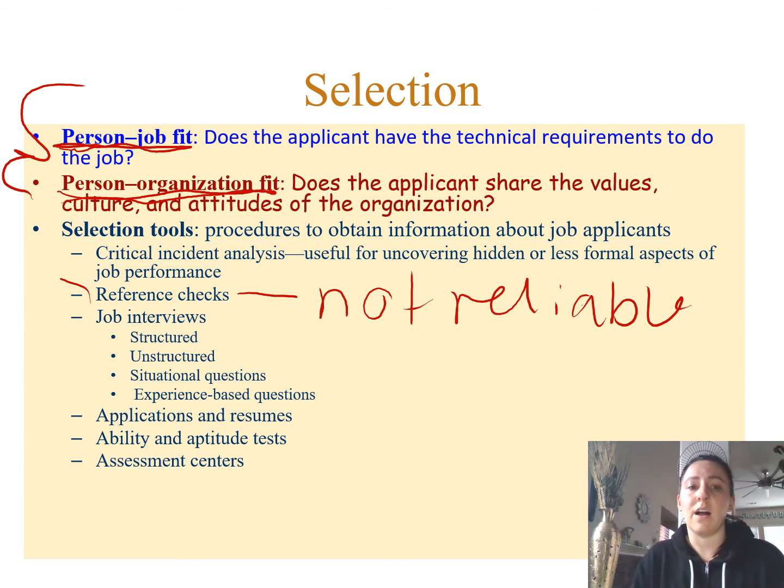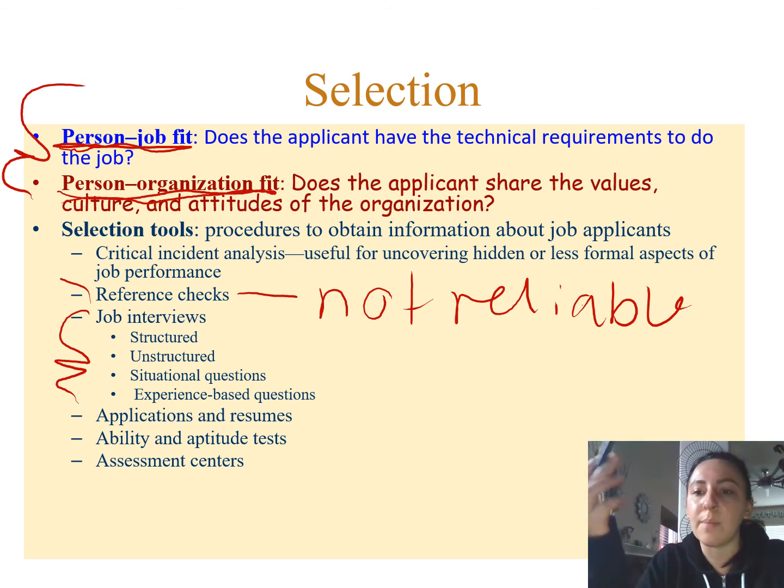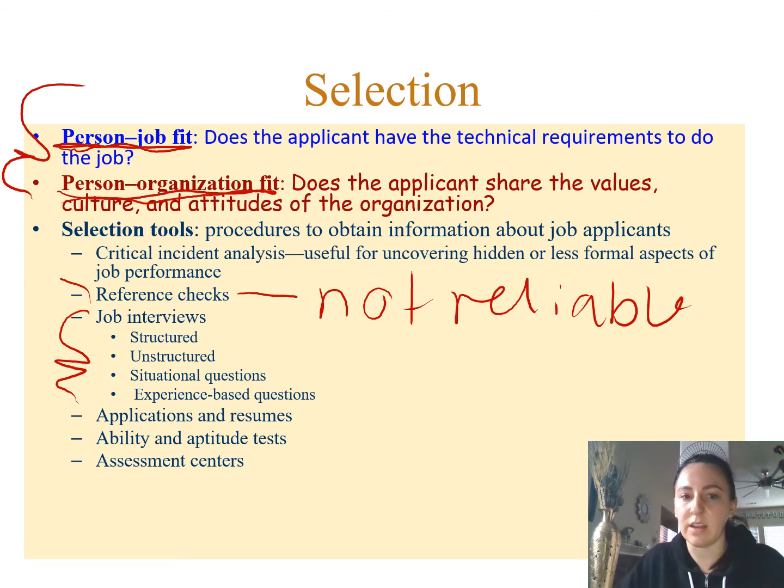Okay. Job interviews. This is actually pretty good. And there are different types of job interviews that you can go ahead and do.